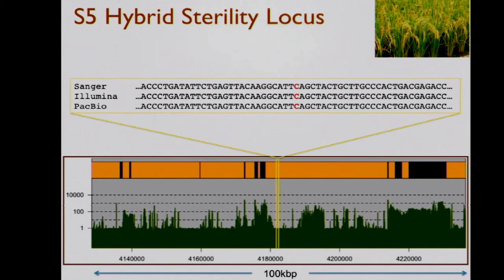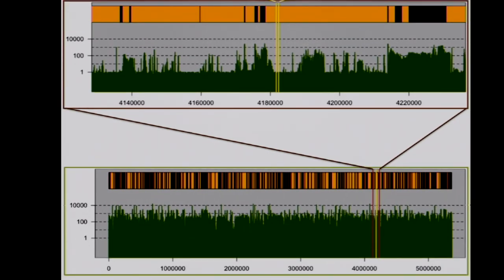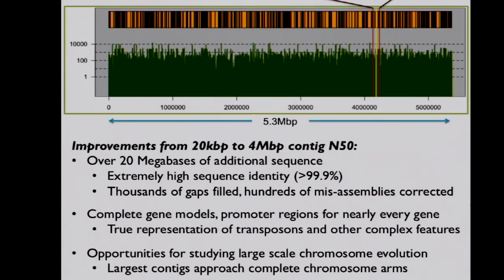So this is about 100 KB of context. Let's step back. I didn't specifically cherry pick the biggest contig. I was just interested in this S5 locus, where we wanted to know that base pair sequence. But let's step back and look at the whole contig. Going from 100 KB, it just so happened that this fell on a contig that was about 5.3 megabases. Again, it's the same scenario where in orange, I've plotted where I had Illumina coverage at really high fidelity, and in black, I've ticked off where there was just no Illumina contig to align.